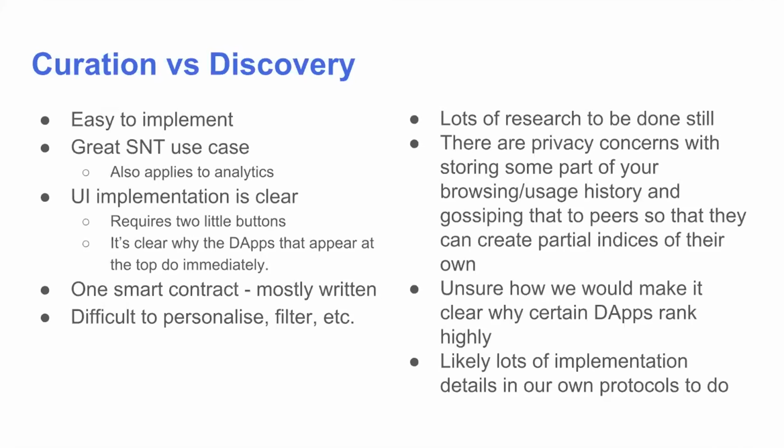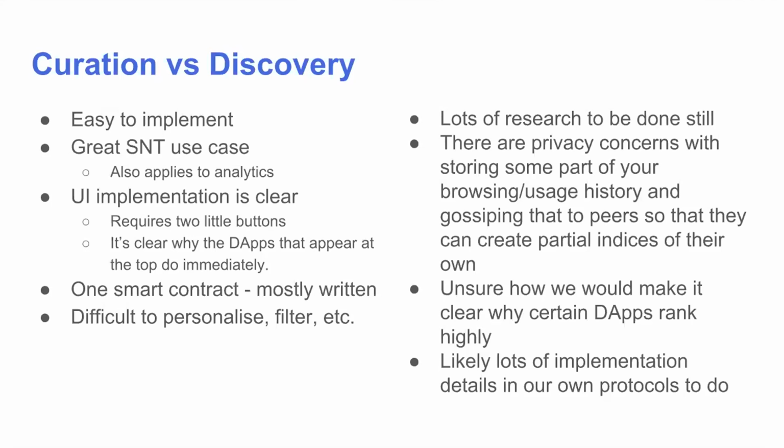For curation, it's easy to implement. I'll show you the link to the smart contract that is mostly written. There's one line that we still need to do a little bit of work on. It's a great SNT use case. And that also applies to analytics, right? So Chad was making the point in the analytics channel earlier that when we're looking at ways of gathering data in a decentralized fashion and using that usefully in terms of figuring out where people are actually getting the best use from Status, then having more SNT use cases is really, really useful for that, because it's easy to measure and it's all publicly available on the chain.